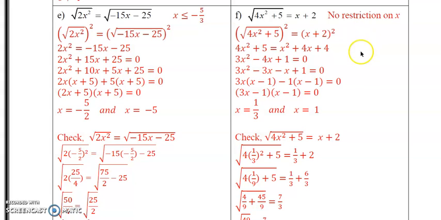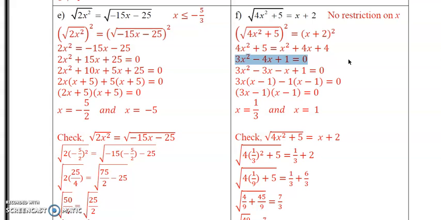Okay? So I square both sides, so I get 4x squared plus 5, and then I square x plus 2, which is obviously going to be x squared plus 4x plus 4. I set it equal to 0, so the x squared comes over and it gives me 4x squared minus x squared, which would be 3x squared. Minus 4x comes over and I get minus 4x. And then I subtract 4 from both sides, so I get 1. So I have this nice quadratic equation.